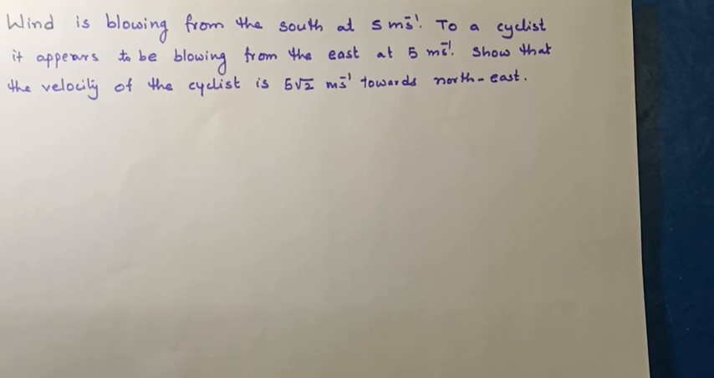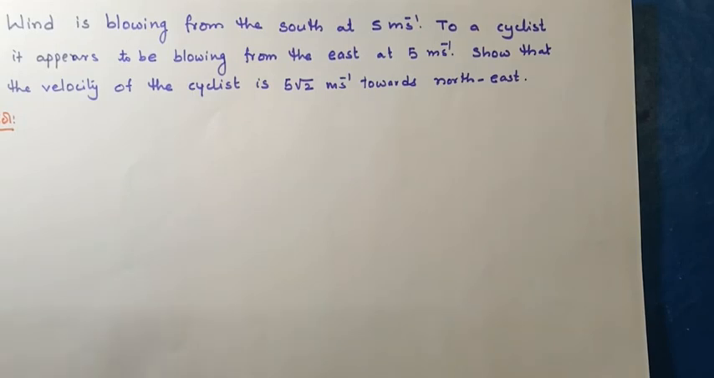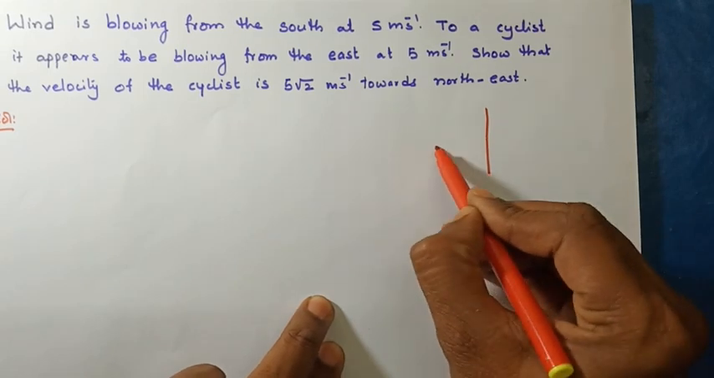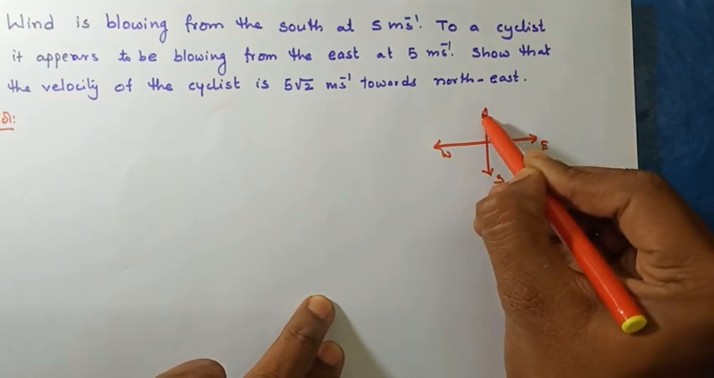Next problem. A wind is blowing from south at 5 meters per second. To a cyclist, it appears to be blowing from east at 5 meters per second. Show that the velocity of the cyclist is 5 root 2 meters per second towards the northeast. It's a simple problem, but we need to know the simple directions, what is northeast at all. Here, these are the simple directions: east, west, south, north.